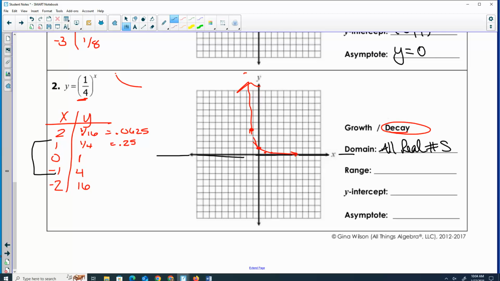Your range is talking about your y's. When I look at this one, I'm only hitting the y values above the x-axis, so that means y is greater than 0. Y-intercept is the point where we hit the y-axis, and that is (0, 1). An asymptote, the equation of this line, so horizontal is y equals, it's just at the x-axis, so that's y equals 0. So very similar to the last one.